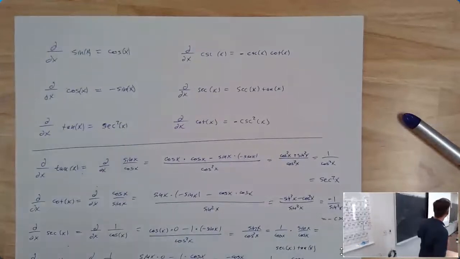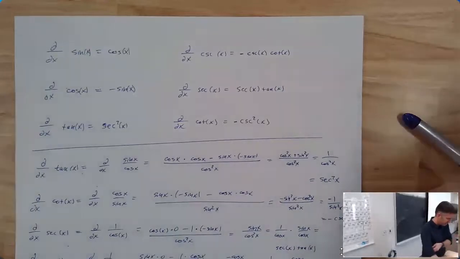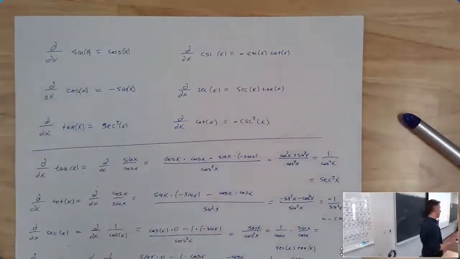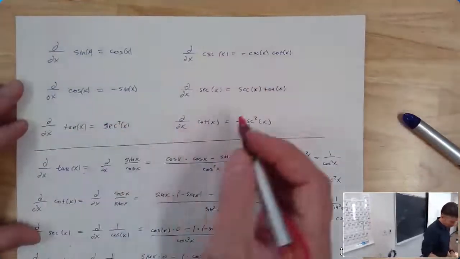One other trick a student showed me that they came up with for memorizing these was the following. And I thought this was kind of slick. Sine and cosine, you kind of know, right? They're going to be there all the time. Derivative of sine is cosine, derivative of cosine is negative sine. For the other four, you can do this.